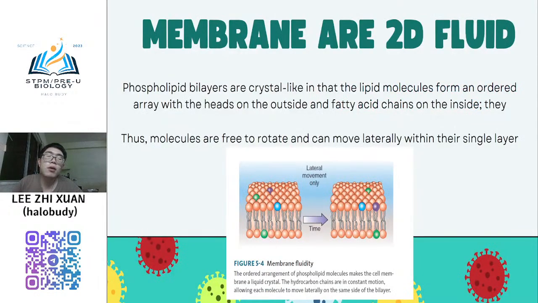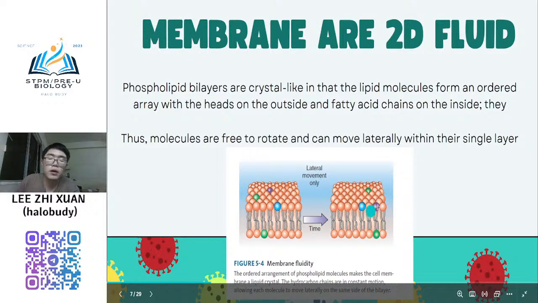Okay, and another one is that the plasma membrane is a two-dimensional fluid. That is what we call fluid. I already explained that our phospholipids can freely rotate and move laterally within the single layer, right? Within the single layer, you can see that a molecule located here at a certain time will move to here. They can swap places within the same layer. Because phospholipids are a crystal-like structure of lipid molecules that form an ordered array, with the heads on the outside and the fatty acid chains on the inside. So this is the explanation.